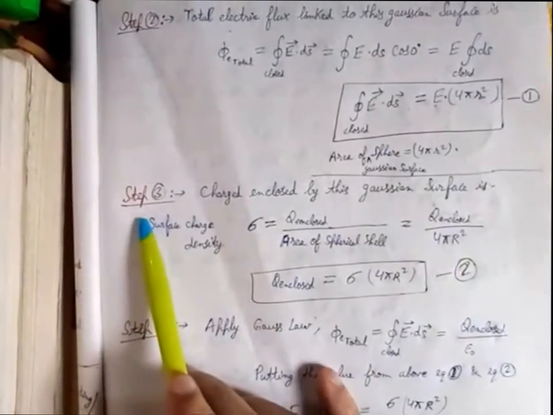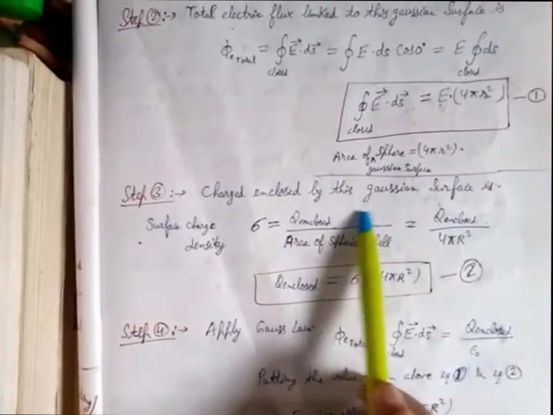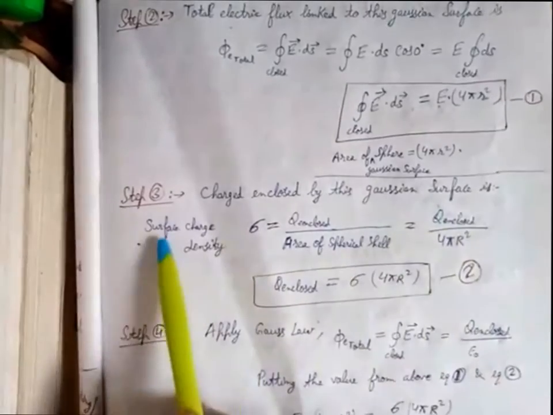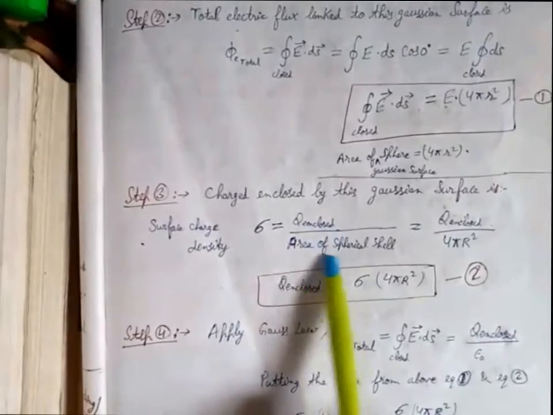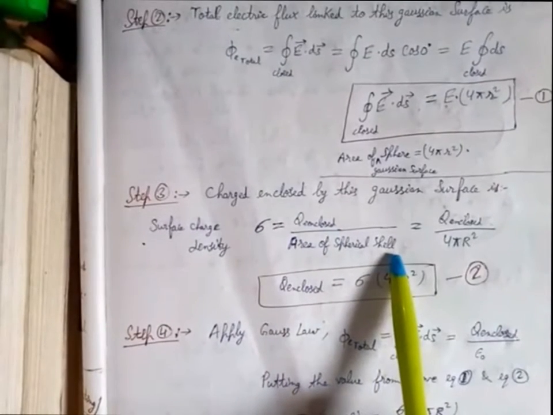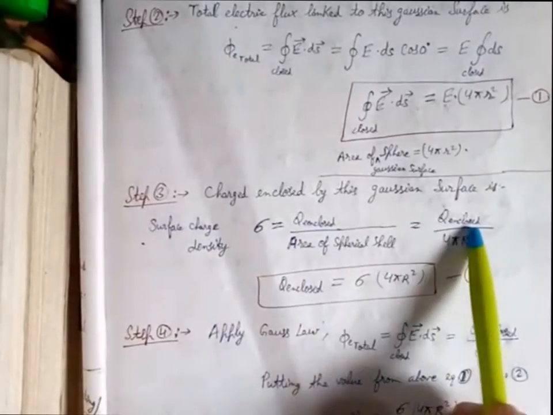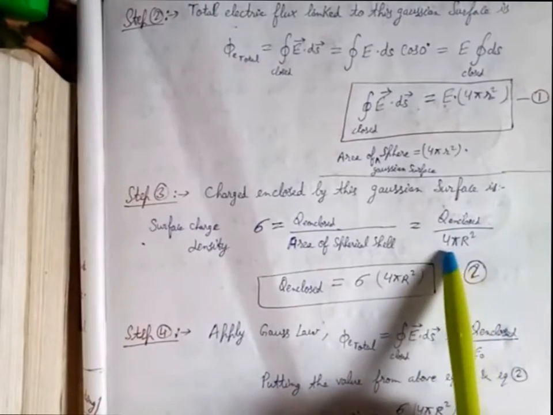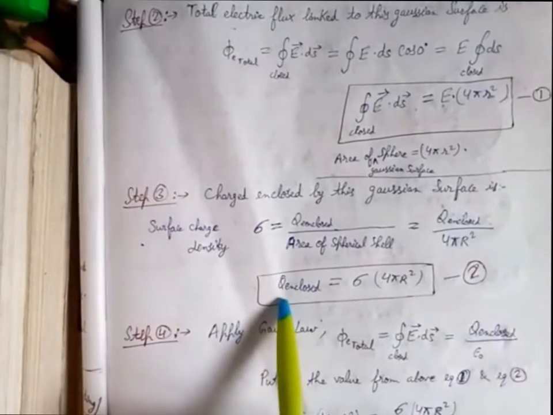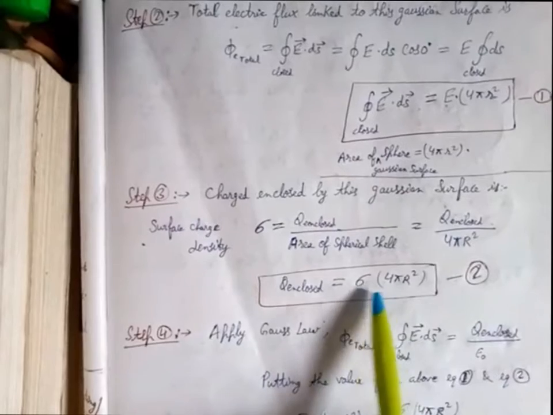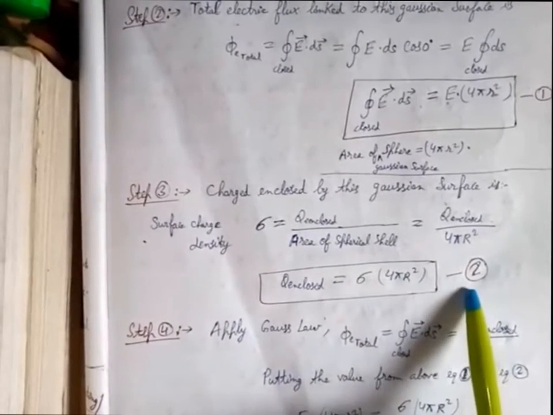Now step third is we have to find the charge enclosed by this Gaussian surface. So surface charge density sigma will be charge enclosed upon area of the spherical shell. So the charge enclosed Q upon area of the spherical shell, which will be 4 pi capital R square. So charge enclosed will be equal to sigma into 4 pi capital R square. This is equation number 2.